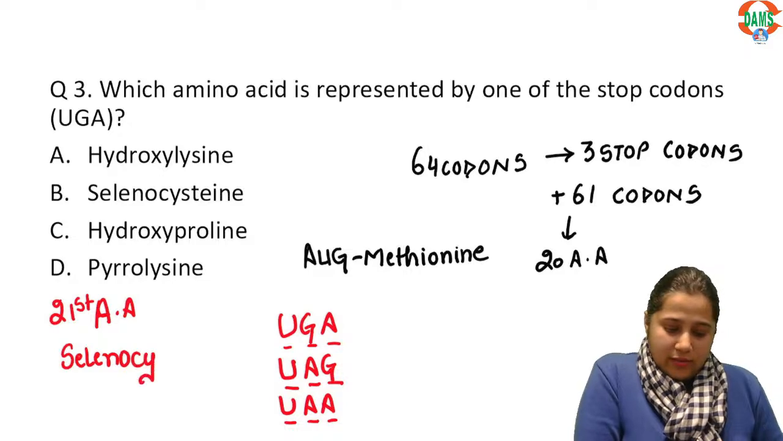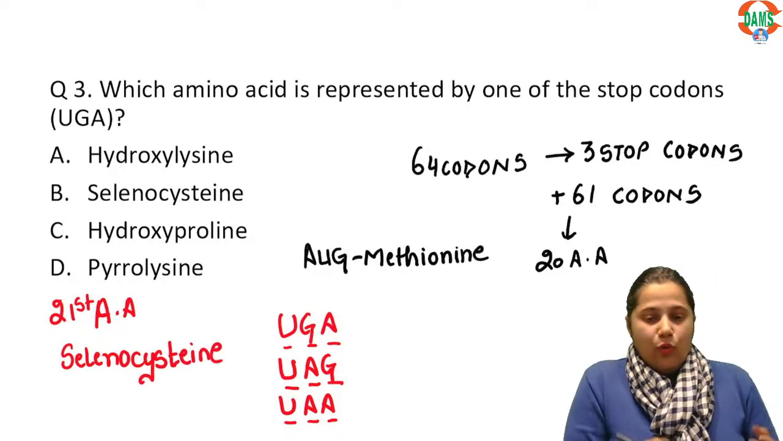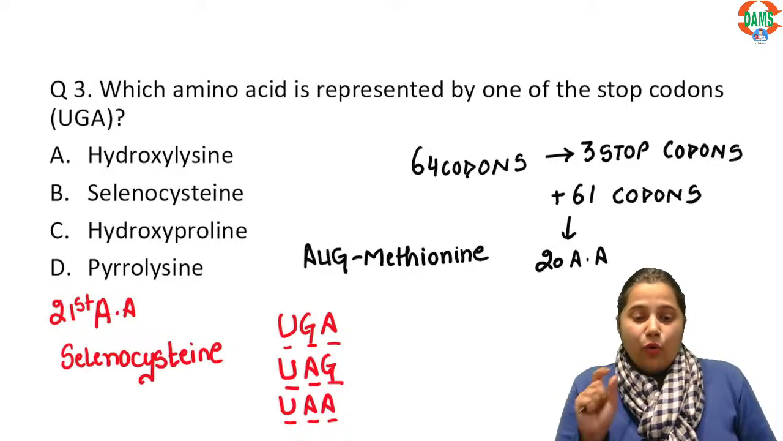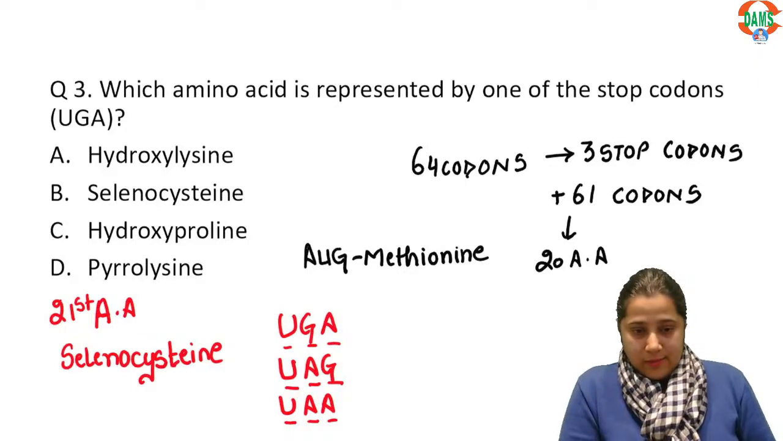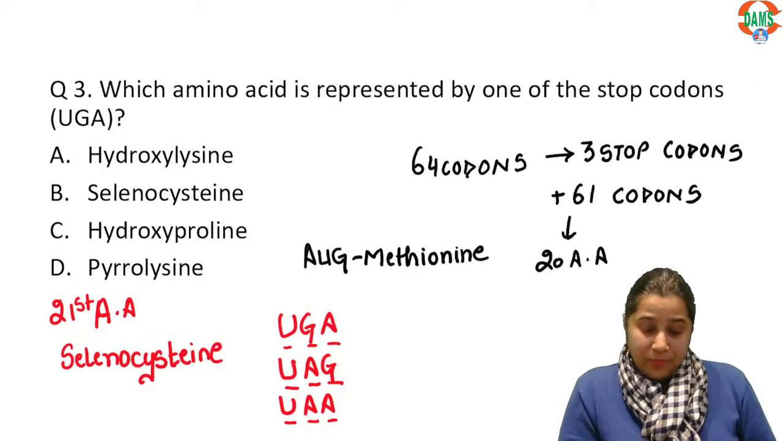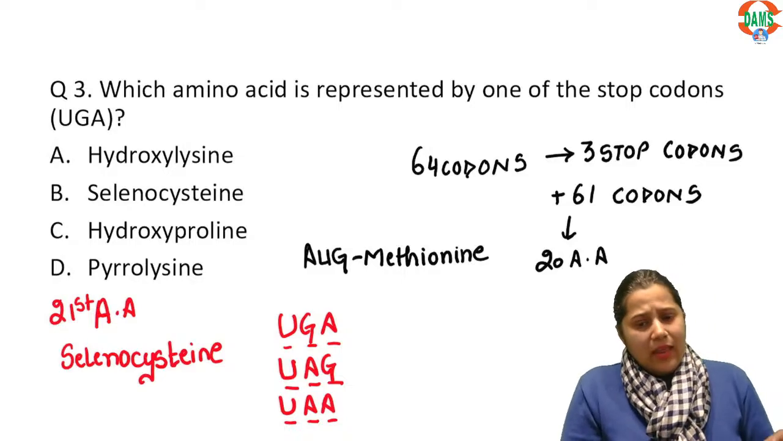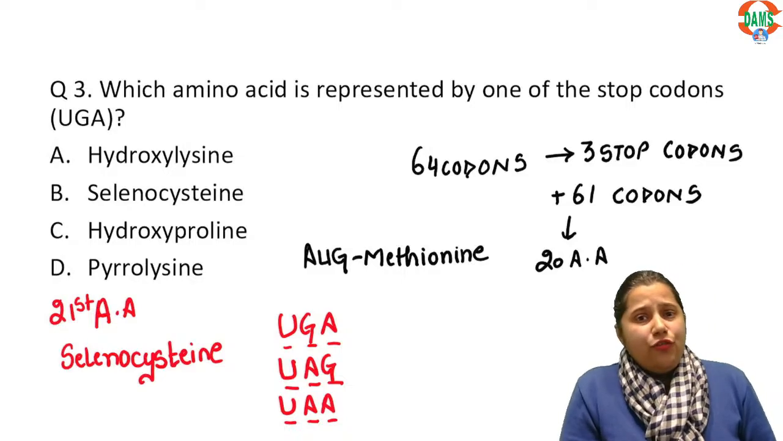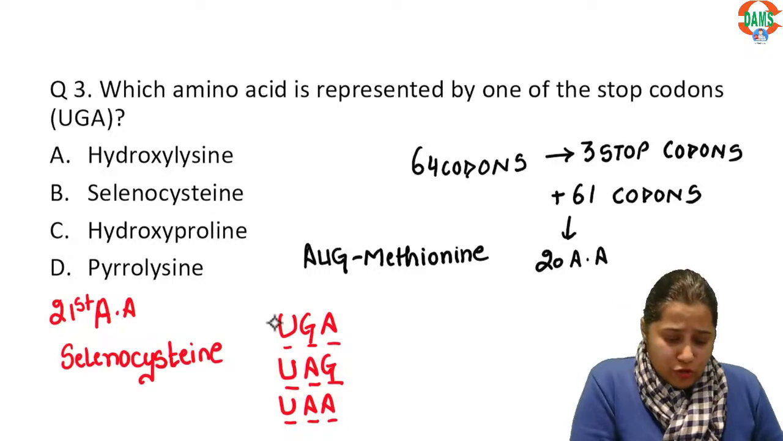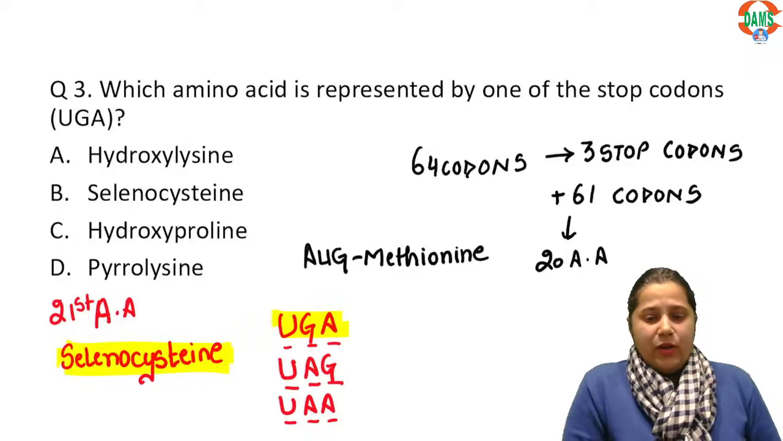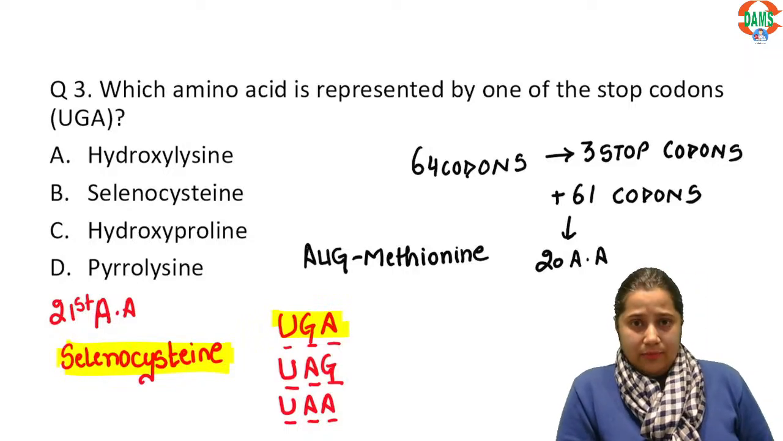that all the 64 codons have been assigned their functions. You know which codon codes for which amino acid. Now, what will be the codon for selenocysteine? That was the problem. Now, what they found out was that out of the 3 stop codons, UGA codes for the 21st amino acid selenocysteine.